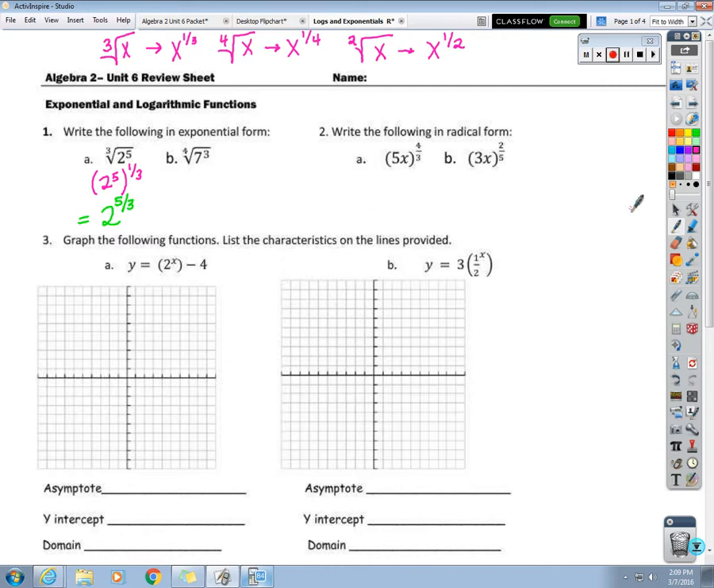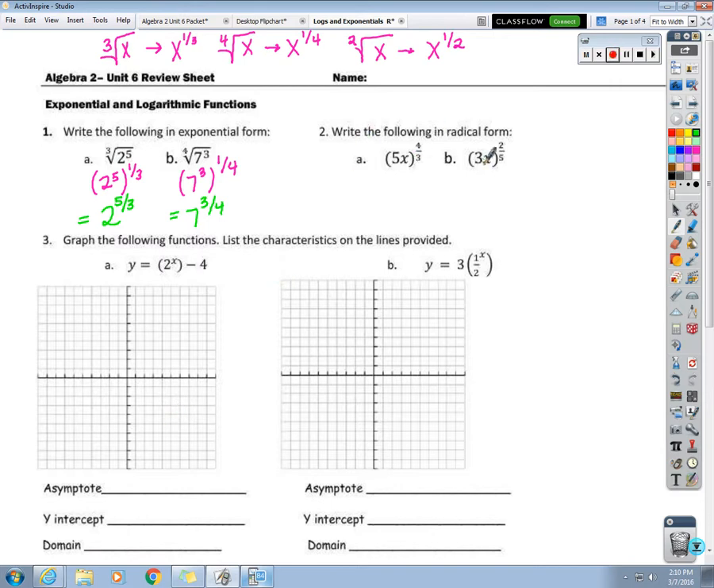Okay, the first thing you should have done is taken this 7 cubed out of the fourth root and raised it to the 1/4. But now you have a power raised to another power, so you multiply them, and you end up with 7 raised to the 3/4 power. Any questions about those?